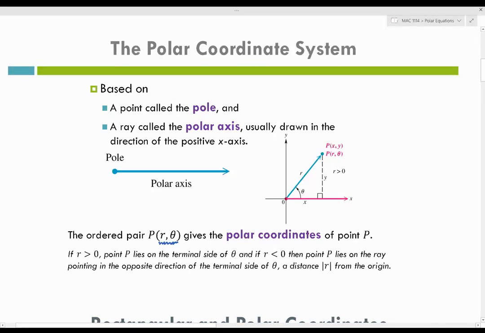It's important to note that depending on your r, if r is greater than 0, then point P lies on the terminal side of theta. And if r is less than 0, then point P lies on the ray pointing in the opposite direction of the terminal side of theta, a distance of the absolute value of r from the origin. I know that doesn't make a lot of sense right now. Just bear with me till we get to some examples.